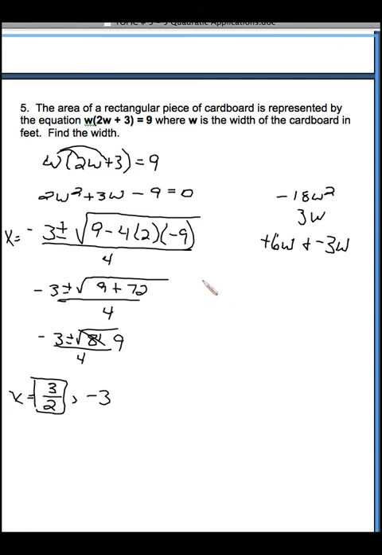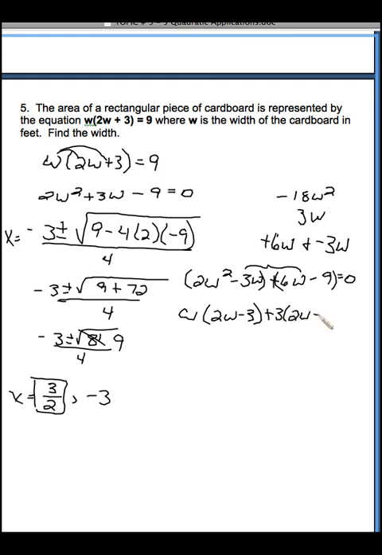So now we can factor by grouping or factor using the box, but I'm going to factor by grouping. You have 2w squared minus 3w plus 6w, and remember all that combines to give you your plus 3w right here, and then minus 9 equals 0. You group them. On the first set you can factor out a w, which leaves you 2w minus 3. On this one, you're going to factor out a 3, which leaves you 2w minus 3.